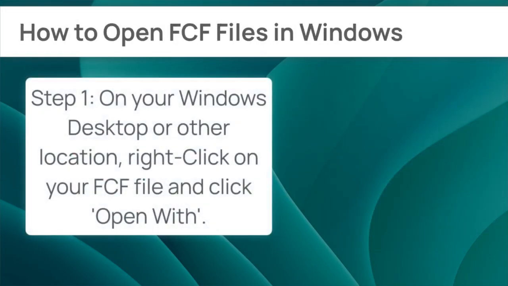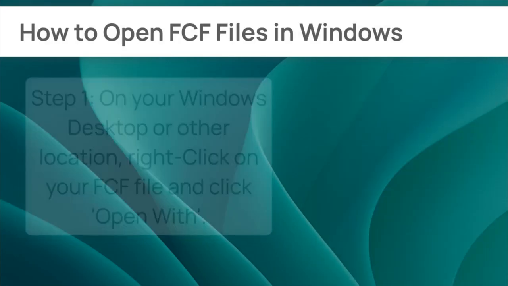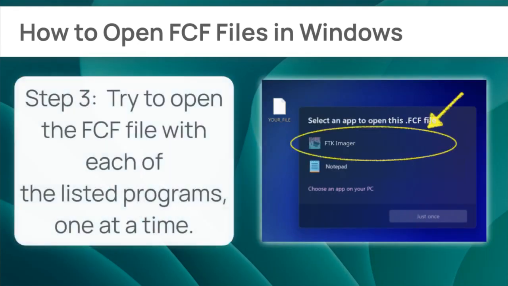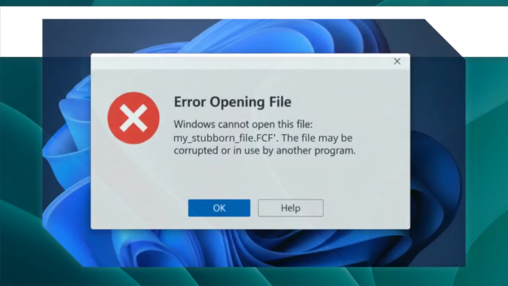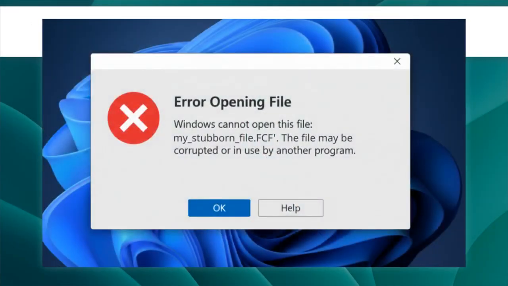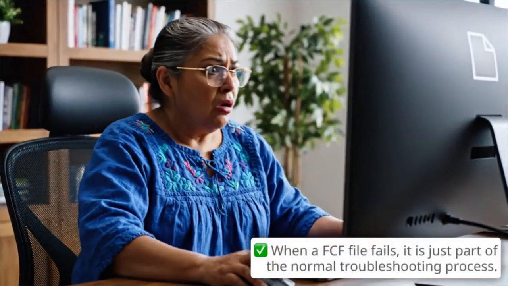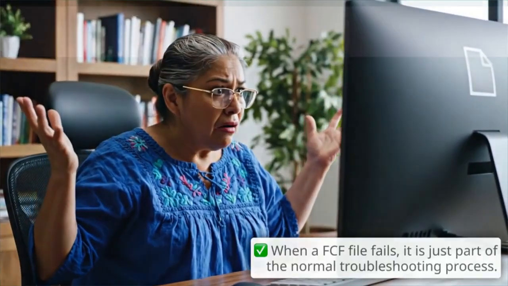Your quick fix starts here. Right-click the FCF file and choose Open With. If FTK Imager is installed, test it immediately. If not, select a different option. Multiple attempts are common. If the FCF file is still giving you trouble, relax. The reason is usually simple, involving one of three common issues. Here's a quick breakdown of what they are and how to check them.